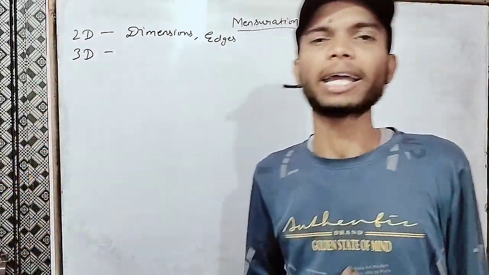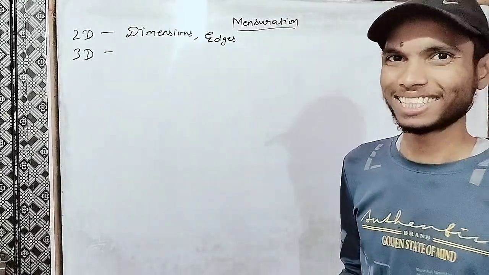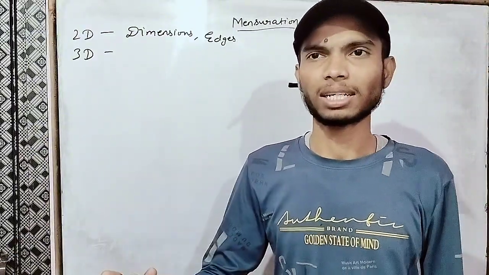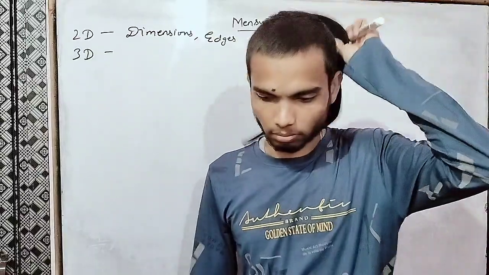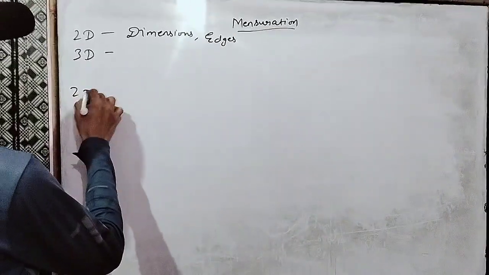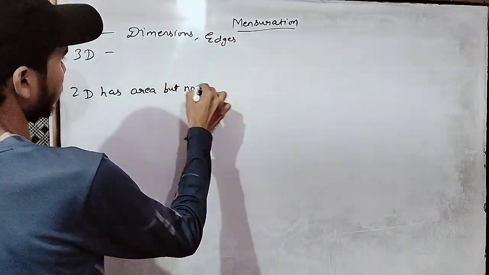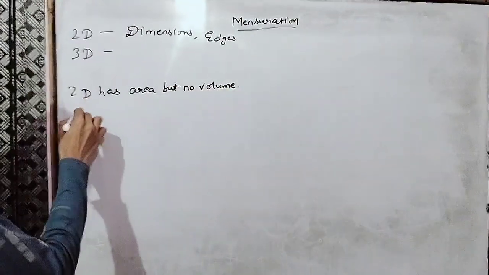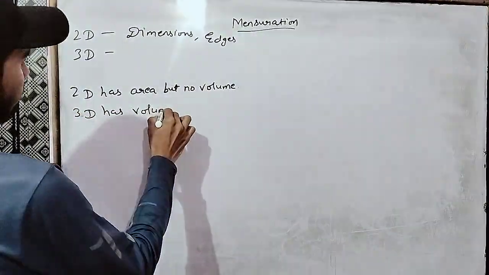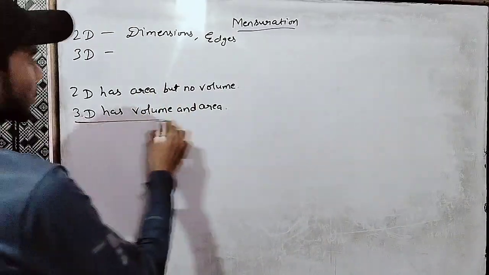But 3D says that I have space. You can put things in it. So always remember, 3D will have space, which is also said in another word, volume. So here you can write that 2D has area but no volume. 3D has volume and area. These are key points.